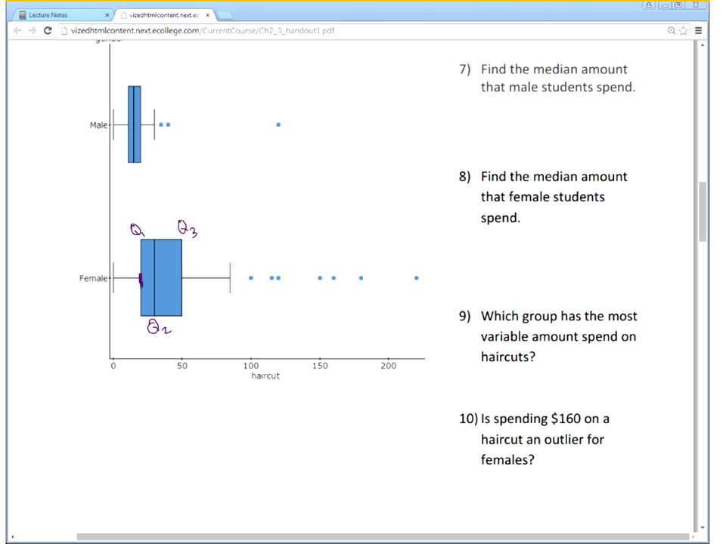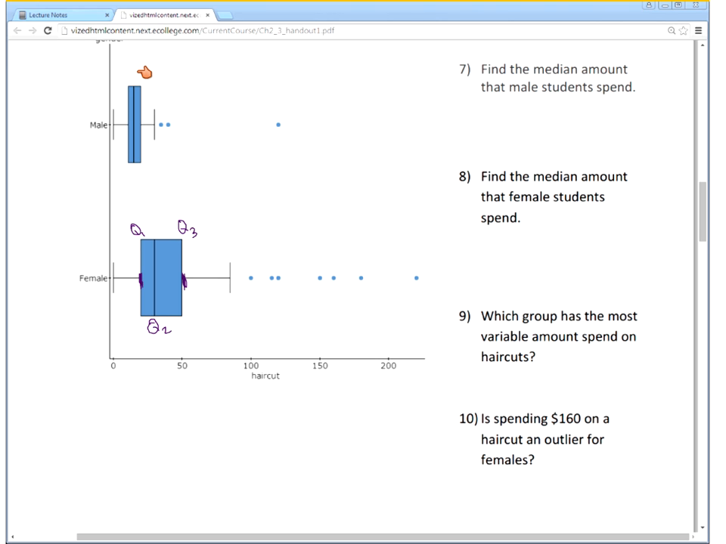So between the first quartile and the third quartile, that's your interquartile range. The distance within those two values measures the variation in your data set. So which has more variability? The data had to do with how much you spend on your haircut. The male students were asked the same question as the female students: how much do you pay for a haircut, including tip? And this is what the data looks like.